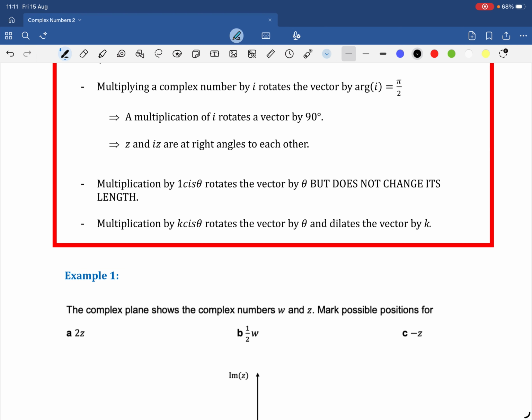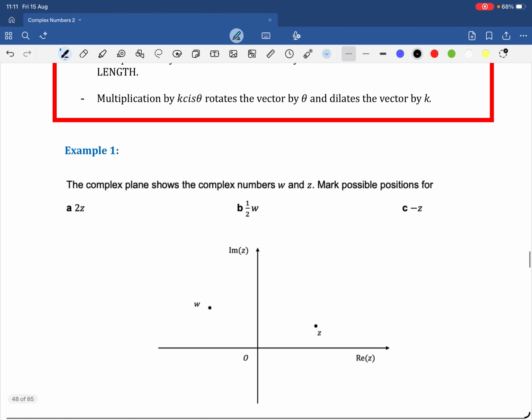So we can also look at this idea of multiplying by a complex number in mod arg form. Multiplication by 1 cis theta rotates the vector by theta but does not change its length, because there's a 1 here and anything times 1 is itself. And importantly, multiplication by k cis theta rotates the vector by theta and dilates the vector by k.